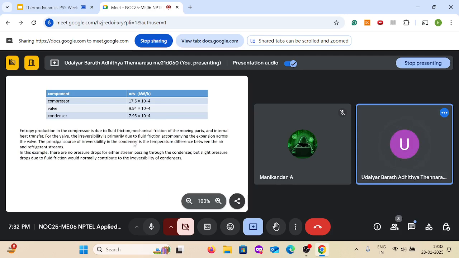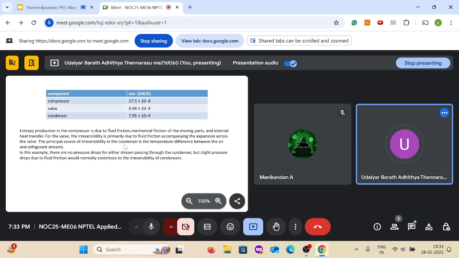Then the entropy production in your condenser is because of the heat transfer happening at different temperature levels. Your refrigerant fluid is at some temperature and your air is at some other temperature. Because of this temperature difference, the heat transfer is causing an irreversibility, so we cannot make it zero. It would be like a Carnot system when you do it at constant temperature, and then it becomes reversible. But in a practical case, that cannot happen. You need a certain temperature difference to have heat transfer. This temperature difference is what primarily causes the irreversibility in the condenser.